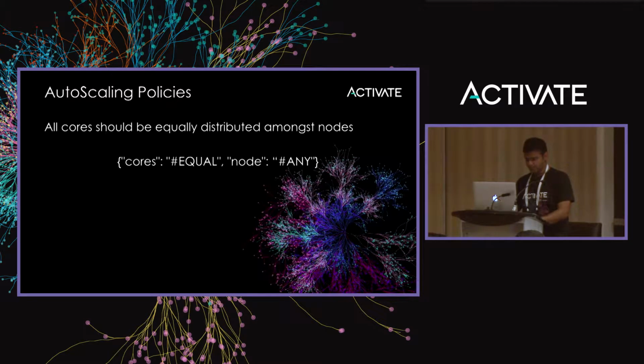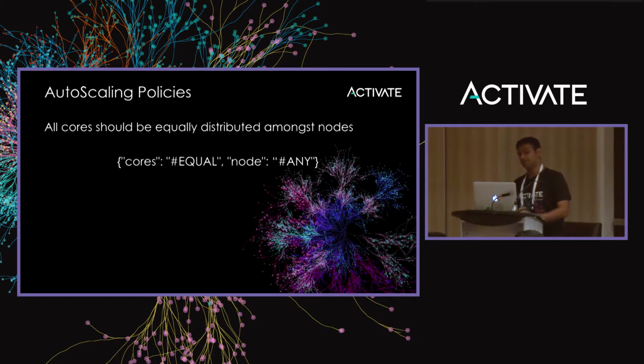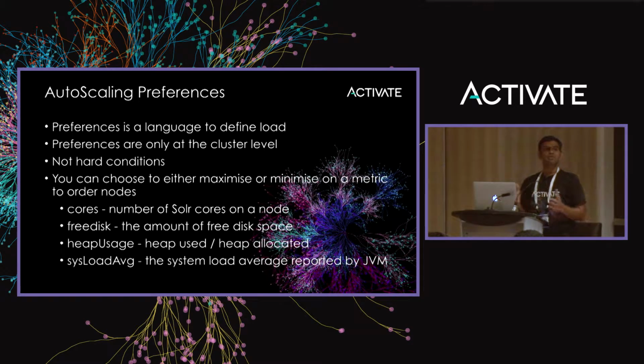Did I skip one? Oh, I guess I had 4. So these were 4 examples that I spoke about where I'm defining hard and fast rules in the system.